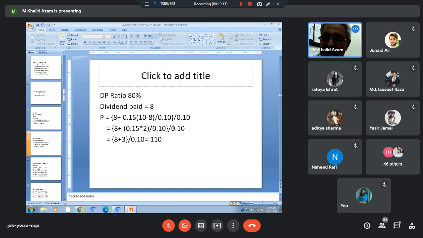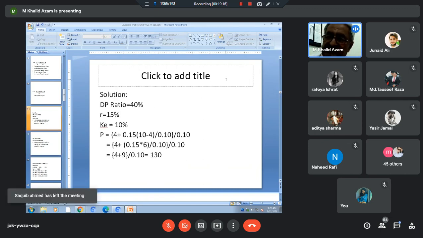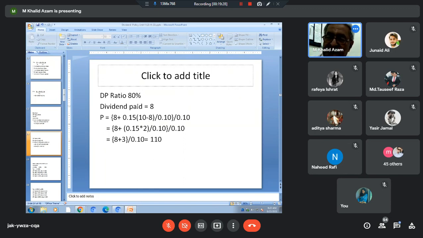Alright. So at 40%, when you are paying 40% dividend, what is the value? Value of the share is 130 rupees. When you are going to pay 80% dividend, DP ratio is 80%, so what is the value? What is the position of your price? It has reduced. So if you are going to pay more dividend and your firm is a growth firm, the price of the share or value of the firm to the equity shareholder will be reduced.